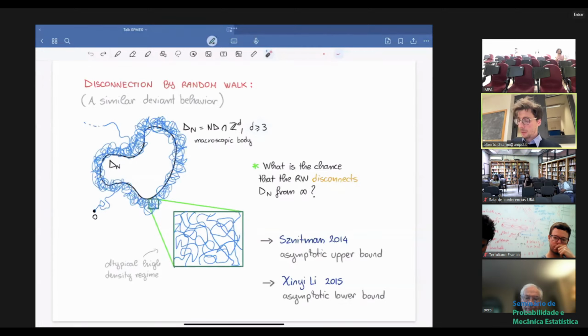And what turns out to be the case is that at the mesoscopic scale, the random walk will look like random interlacements with some particular density, intensity. So the study of disconnection by random walk was done by Sznitman in 2014, where he gave an asymptotic upper bound for the probability of disconnecting such a macroscopic body from infinity. And Sznitman completed the analysis with an asymptotic lower bound. And in both cases, random interlacements appear as a crucial tool to understand the picture.